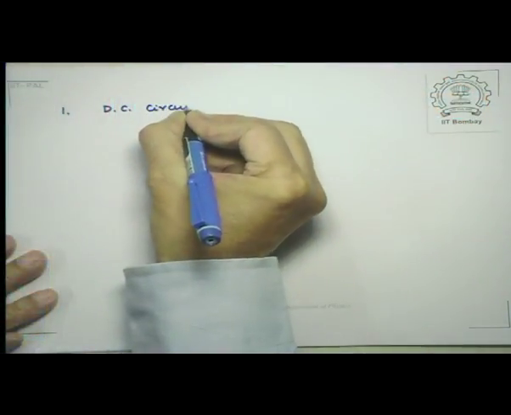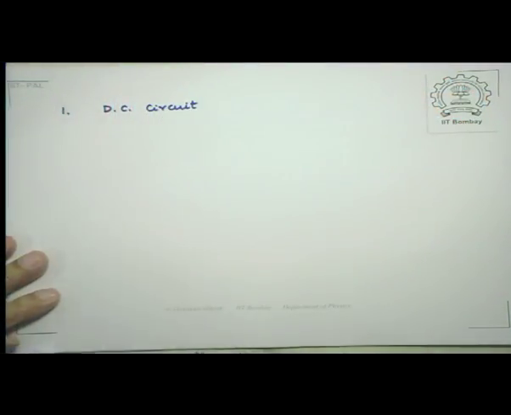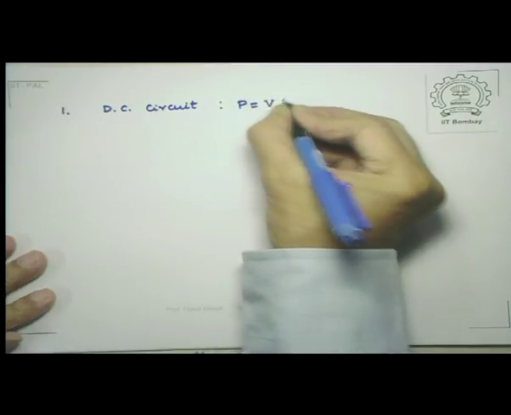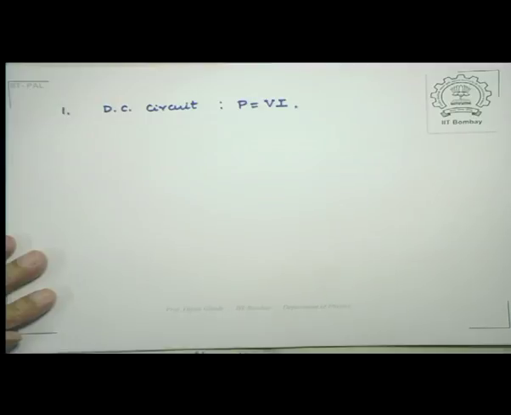Let me briefly summarize what we did last time. So, first thing is that the power delivered to a load in a DC circuit is simply given by the product of current with the voltage. This is a simple multiplication.